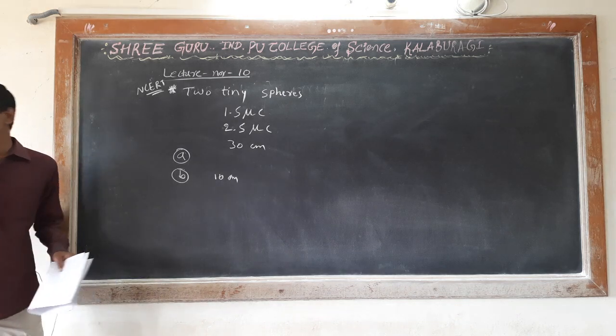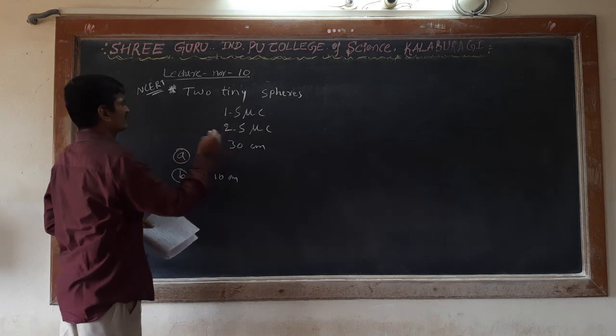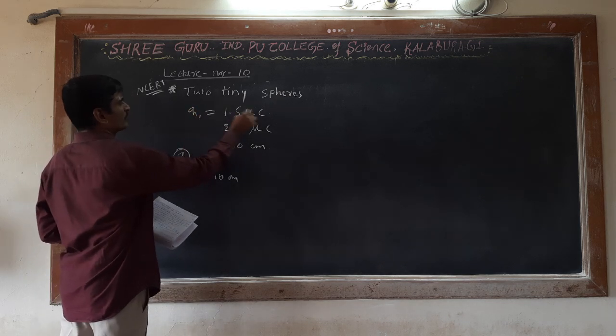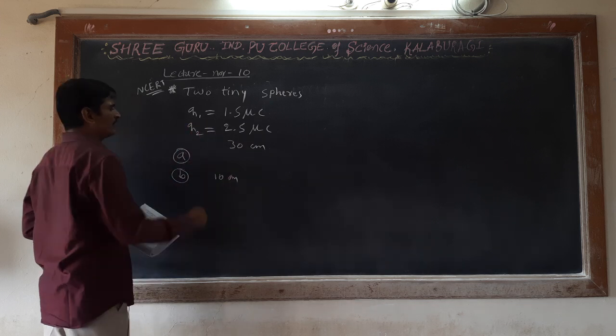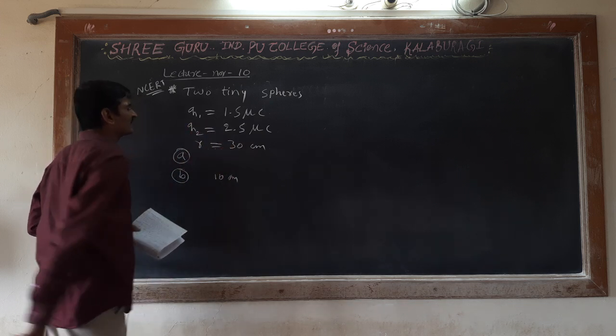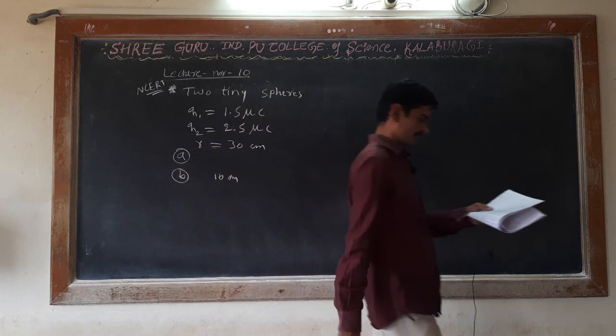Okay. Understand the question first. So, two charges, two tiny spheres, that is nothing but only two charges, Q1 1.5 microcoulomb and Q2 2.5 microcoulomb, are separated by a distance of 30 centimeter. The distance between these two charges is 30 centimeter.